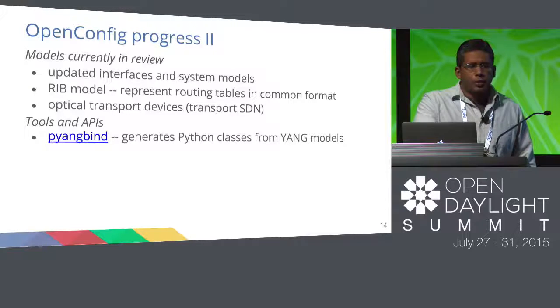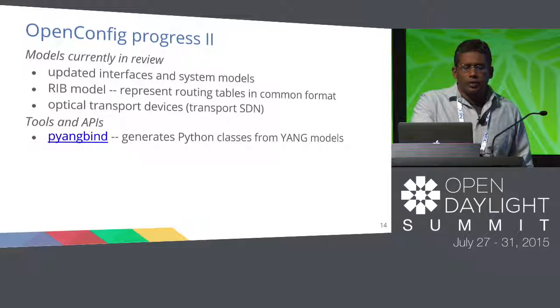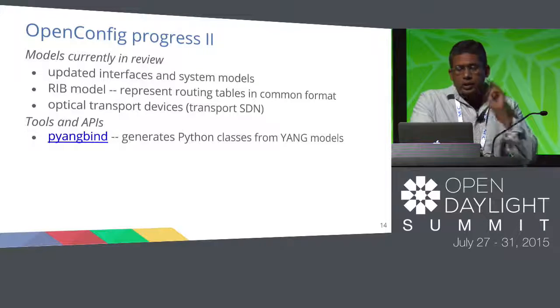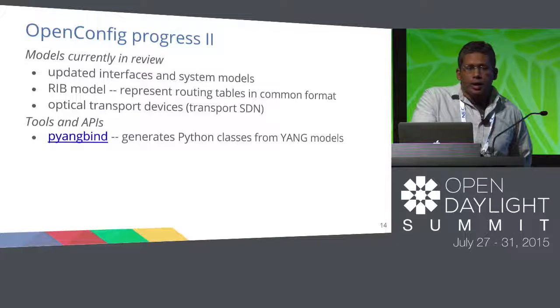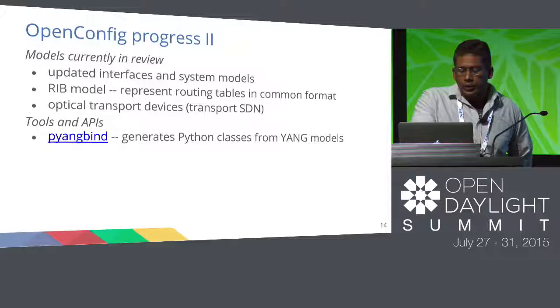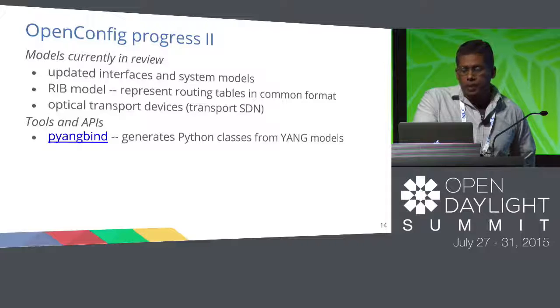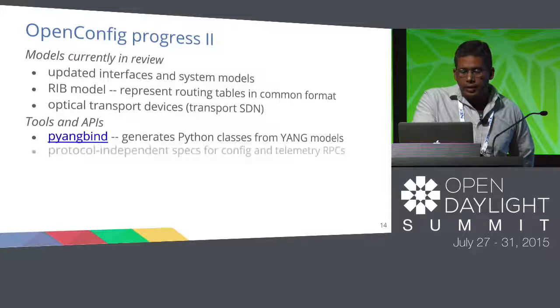Rob Shakir at BT has published a tool called PyangBind, which is essentially something that he's developed on his own, but under the OpenConfig umbrella, which generates code artifacts from Yang models. So if you are writing an NMS in Python, for example, you can use his tool to generate Python classes directly from Yang models and also do validation of the data instances that you create.